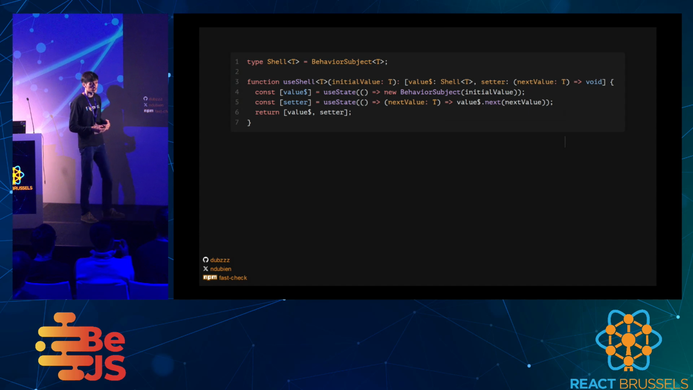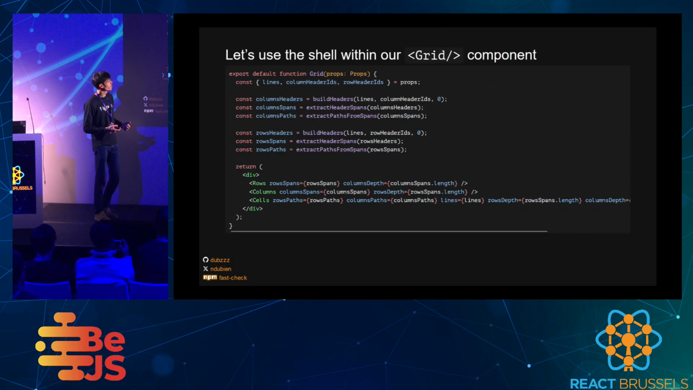The setter function will just be responsible for putting the value within the shell. So it's doing a .next, because in order to update the value of a BehaviorSubject, we need to do .next, and we return it. So at this point, we are pretty happy.